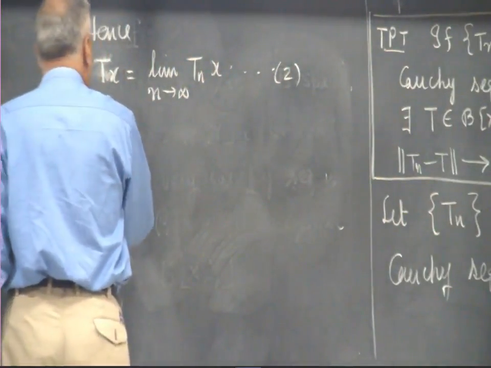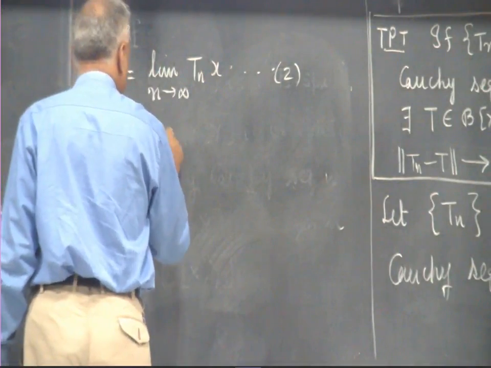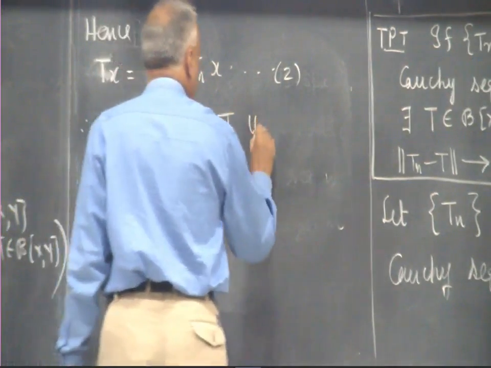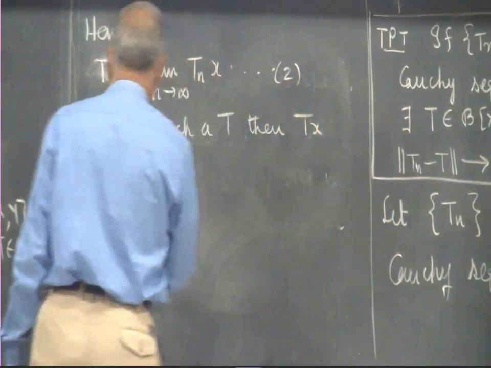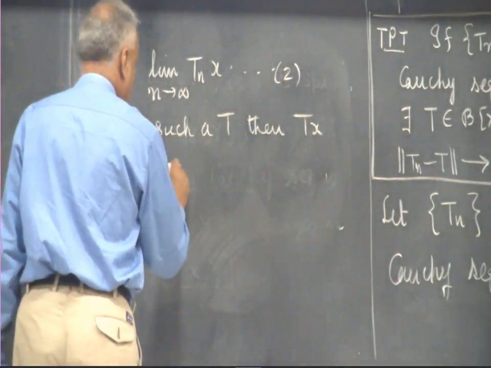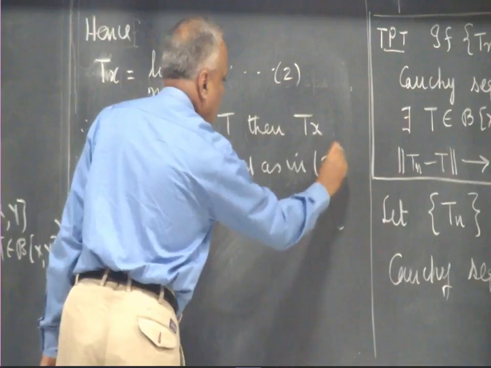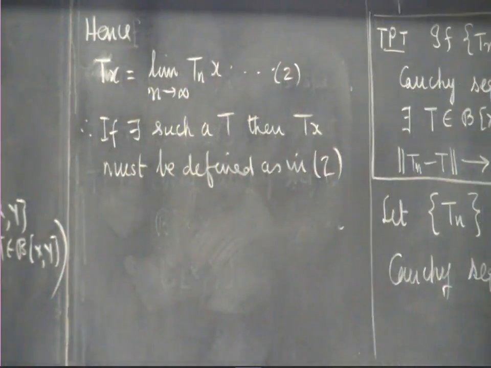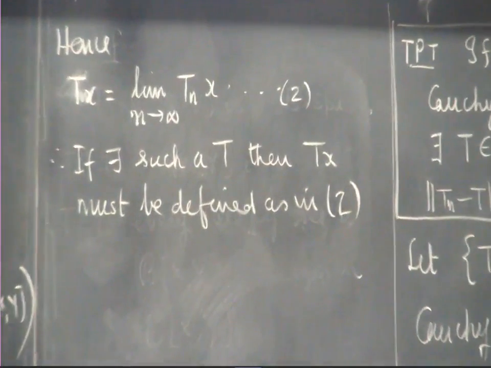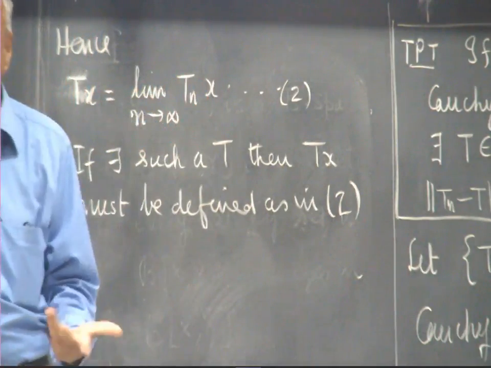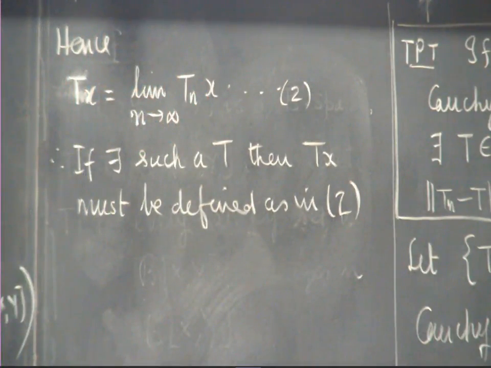Therefore if there exists such a T, then Tx must be defined as in 2. I still do not know whether there is such a T. I am just talking in a vacuum perhaps. There may not be any such T, if at all there was such a T. Now I have something in terms of the known. The Tn's are given to me. So I don't even know whether the right hand side limit exists.